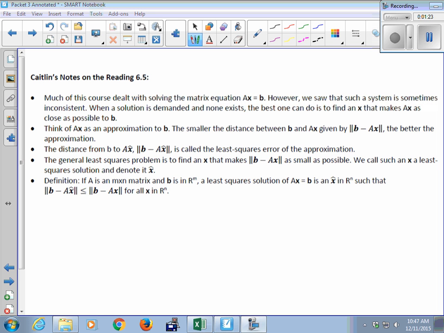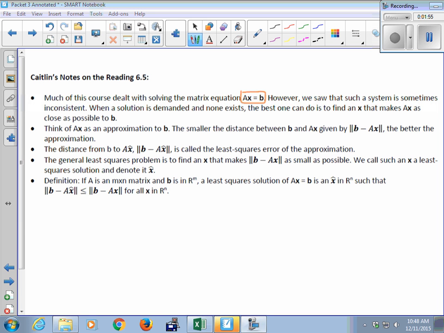When a solution is demanded and none exists, the best we can do is find an X that makes A times X as close as possible to B, right? There is no X that can make that true, but we can make them as close as possible. So think of AX as an approximation to B, and the smaller the distance between B and AX, the better the approximation. We call that distance B minus AX hat the least squares error of the approximation.